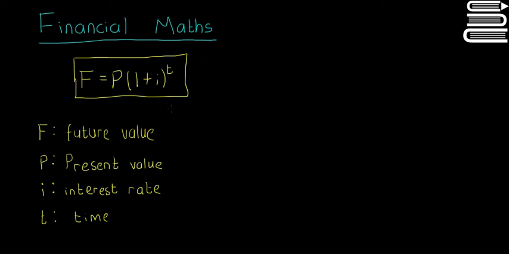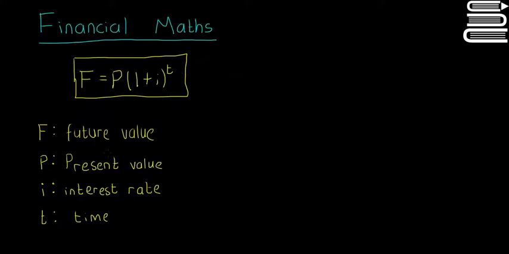So welcome back. This is going to be another quick video on this formula and the different uses you can have of it. This is the financial maths formula. We're going to be looking at this a lot, so make sure you know what everything in it means. It's F equals P times (1 plus I) all to the power of T.